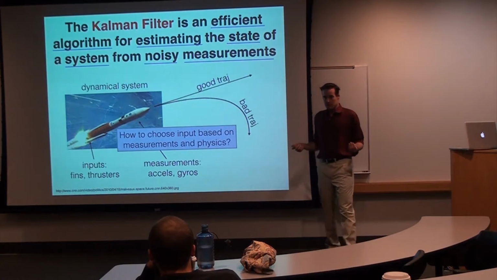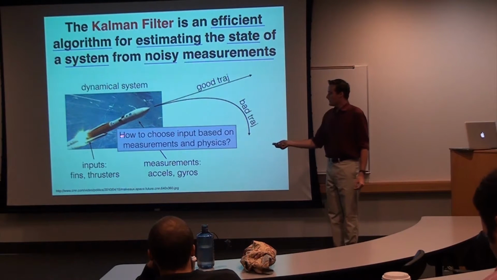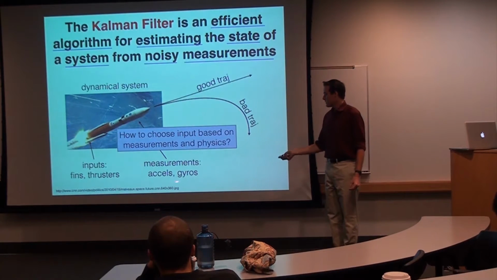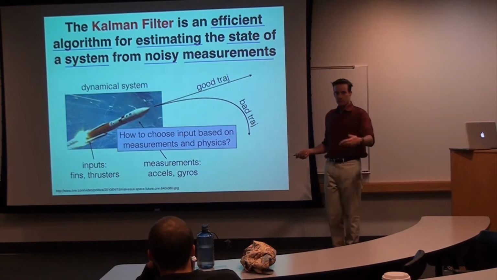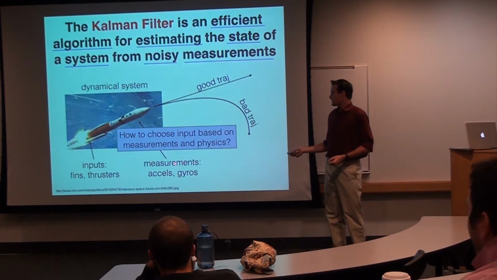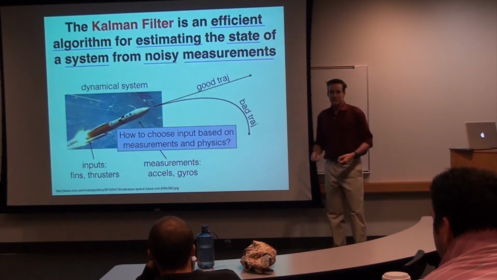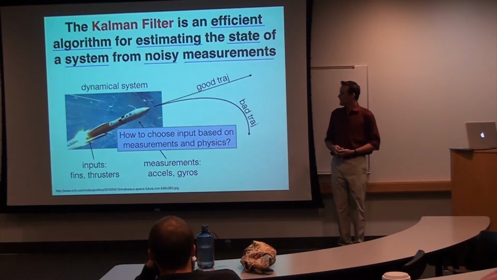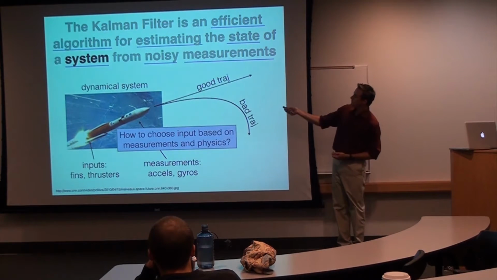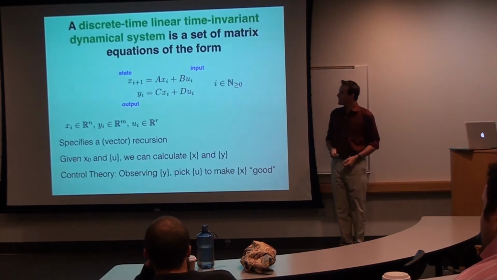The big question, especially in control theory where I'm from, is this: given that you know the system itself and you've instrumented it with some measurements that will tell you things about how the system is evolving, how can you choose your input, based on your measurements and your knowledge of the physics of the system, in order to make the trajectory do what you want it to do? Okay, so let's focus first on this big long sentence on just what is a system. Let's talk about linear systems.